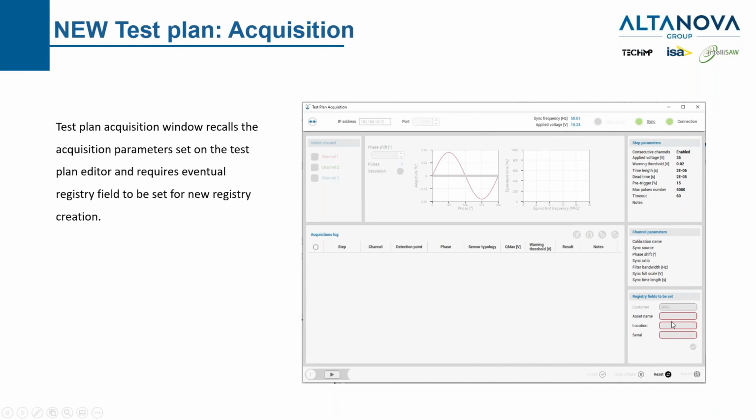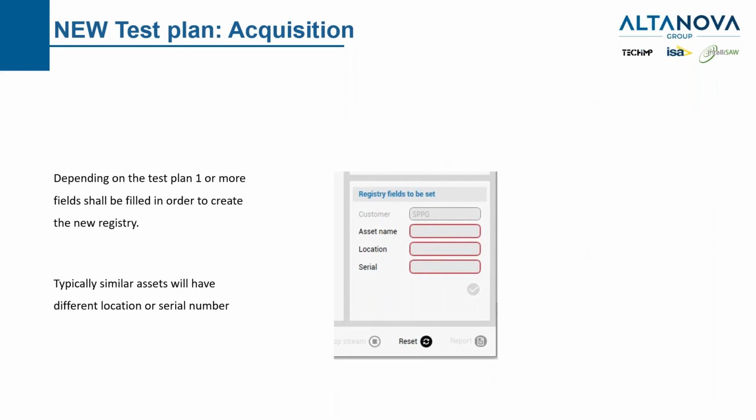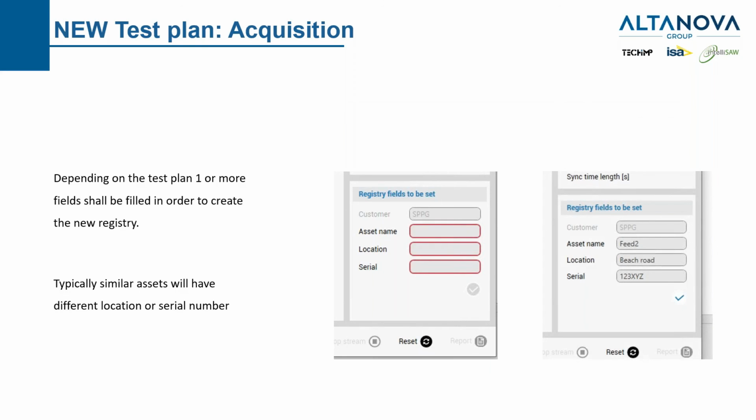I have the channel parameter, and here I have to fill the fields required by the test planning. For example, here I put that I have to insert not just the serial number, but also the asset name and the location. Here there is an example, so depending on the test plan, one or more fields can be filled. Here I have to fill all of these 3 fields.